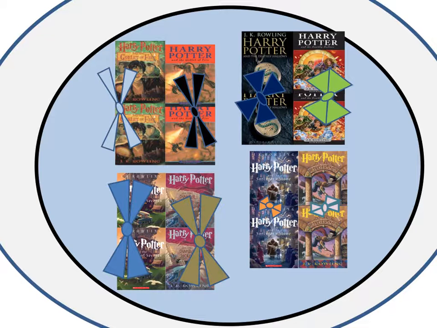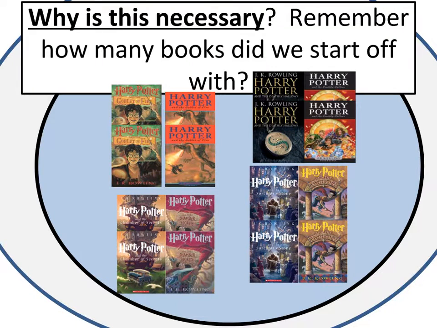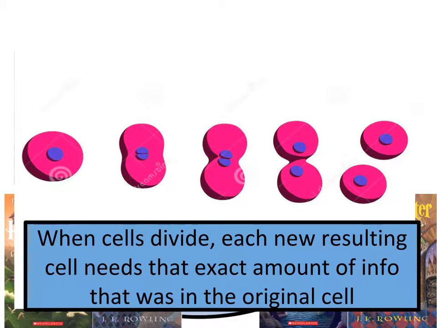And that is what you need to realize when we're talking about how we're going to make this whole thing happen in the analogy. How is your child going to have a set of all these books? So why is this necessary? Why do we have so many copies of the same book? Well, remember, we had 8 books that we started with.